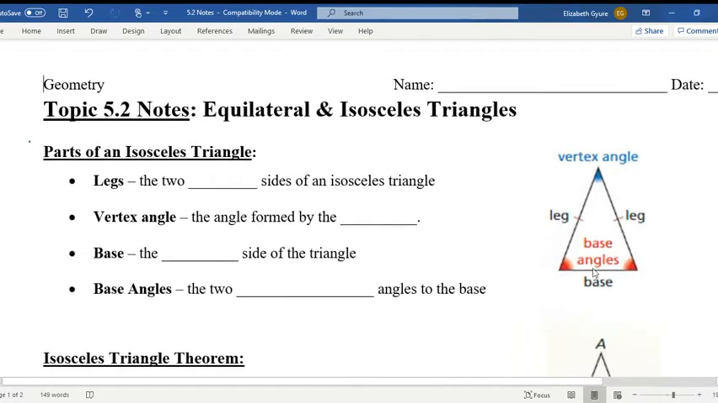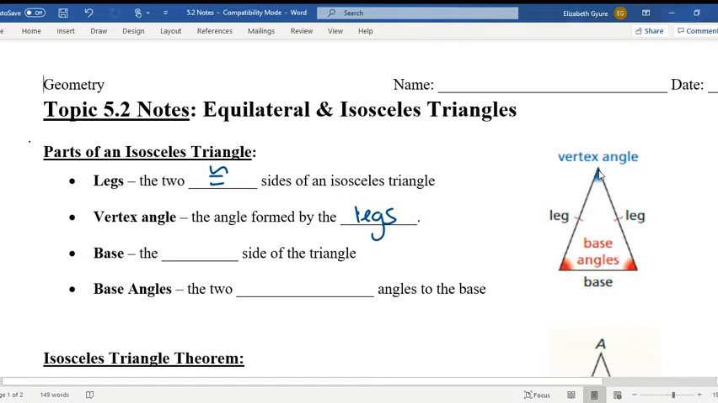So this is a picture of an isosceles triangle. An isosceles triangle has what are called legs. That'll happen with isosceles triangles and right triangles. The legs of an isosceles triangle are the two congruent sides, and you can see those labeled in your picture. The vertex angle is the angle that is formed by the legs. It's the not congruent one. Your two legs intersect and form the vertex angle.